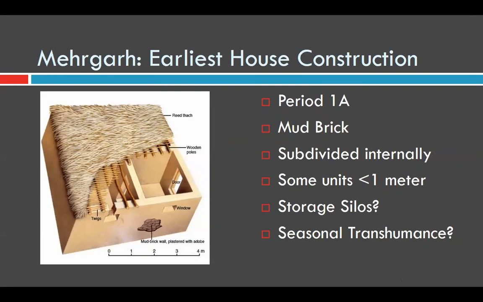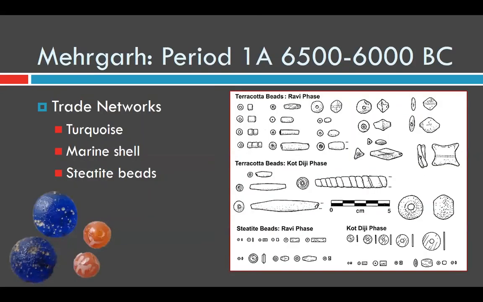So mud brick construction, subdivided internally. Some of the units were pretty small, like a closet. Maybe these are storage silos for crops or seeds. Maybe there's still some seasonal transhumance here. Transhumance meaning seasonal goings up and down between elevations, depending on the need or herding of, collecting a wild gazelle or sheep that are also moving back and forth, migrating with seasons.